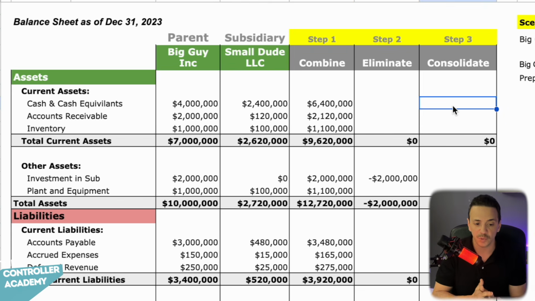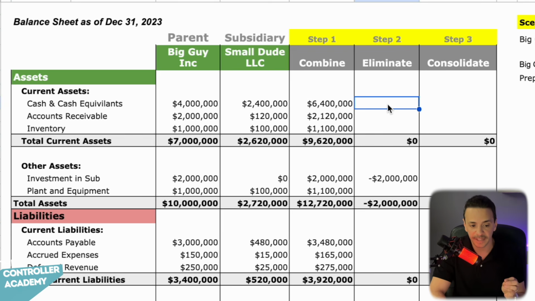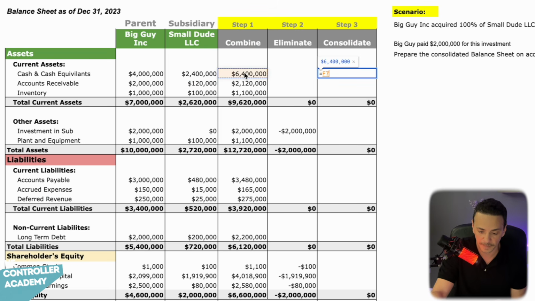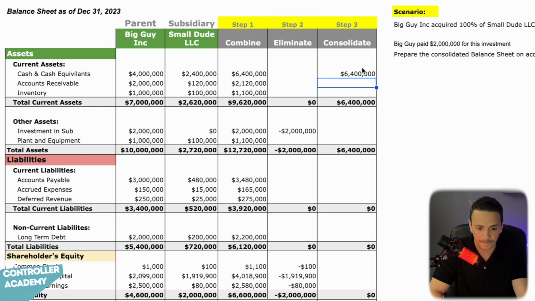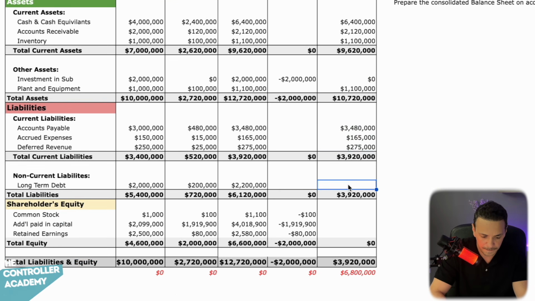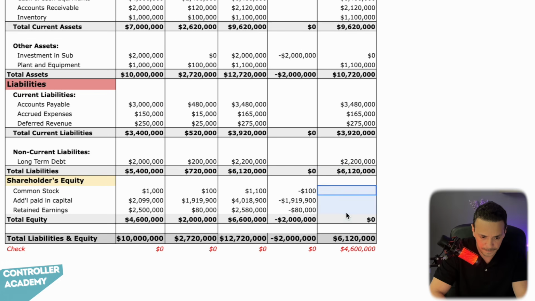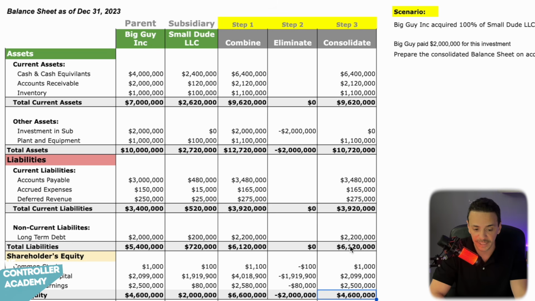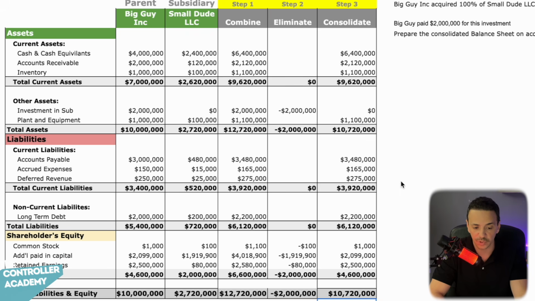Now, the third step is going to be to consolidate, which is going to be taking the amount you combined in step number 1 and adding step number 2, which is the elimination entries. So let's go ahead and enter in the consolidation balances. Again, when you enter in the combined consolidated balances after elimination, you always double check that your total assets equals your liabilities and equity.